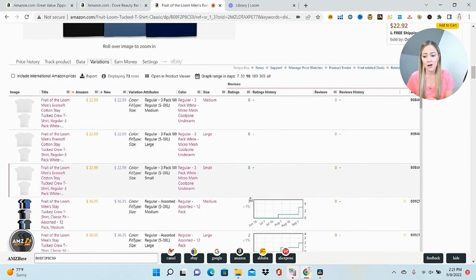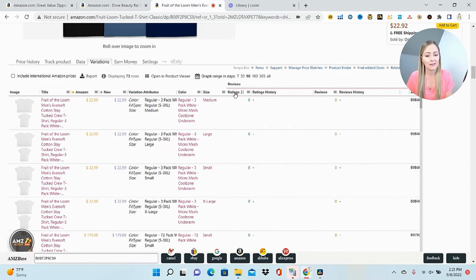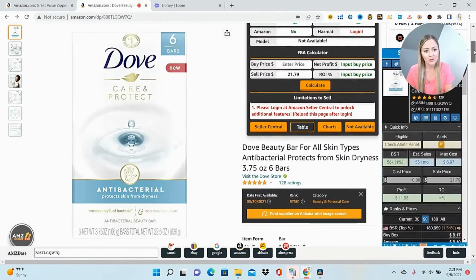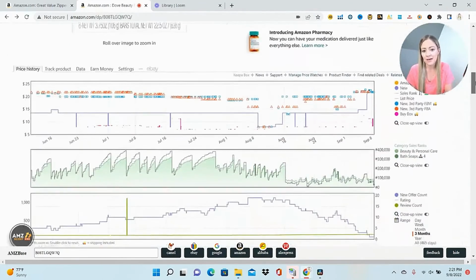So to prevent yourself from buying the bad variation that's not flying off the shelves, just come down here to that variations tab and look at the one that has the best ratings. Super easy, super quick. Okay, I pulled up a new product and let's take a look at the Keepa chart.